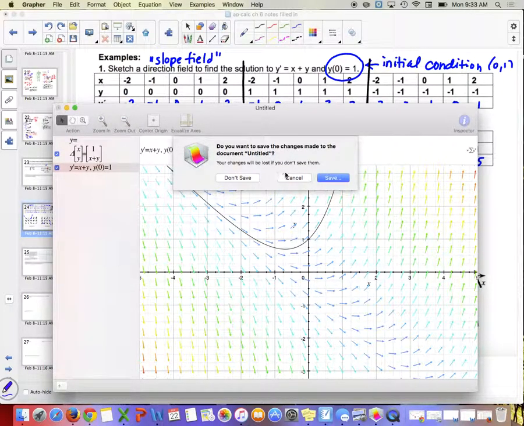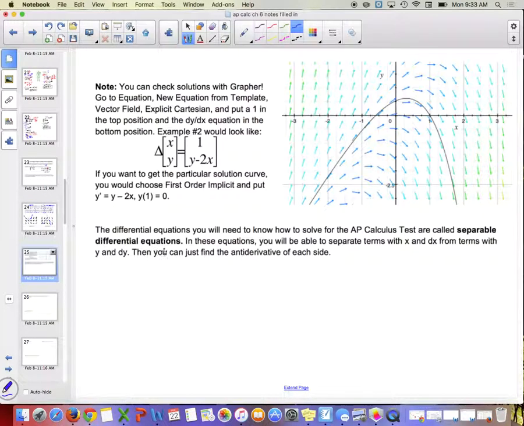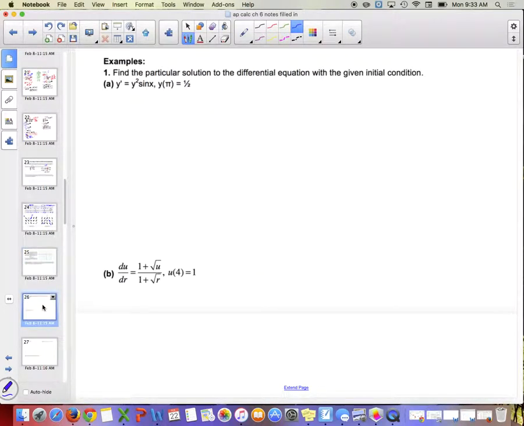But like I said, on the AP test, you don't even need the solution curve. So you're really just drawing the little tick marks, and that's it on the AP test, and doing more calculus type stuff. All right, so the next thing. It says, find the particular solution to the differential equation with the given initial condition.